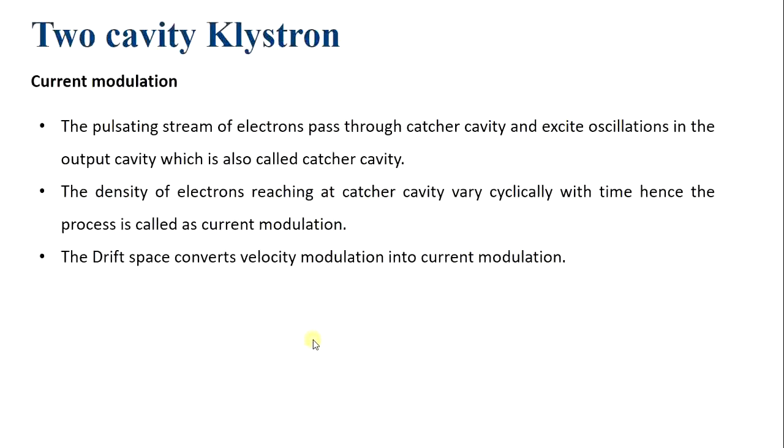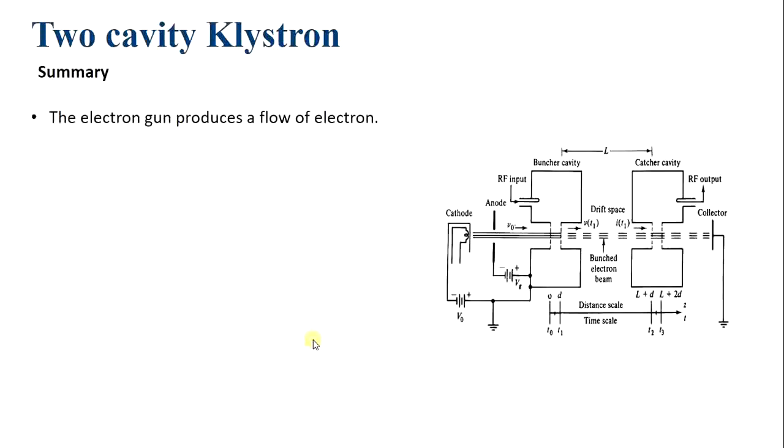Related to current modulation, the pulsating stream of electrons passing through the catcher cavity will excite oscillations in the output cavity, which is also called the catcher cavity. The density of the electrons reaching the catcher cavity varies cyclically with time. Hence, the process is called current modulation. The drift space converts the velocity modulation into current modulation. So, we will summarize how this two cavity klystron amplifies the signal.